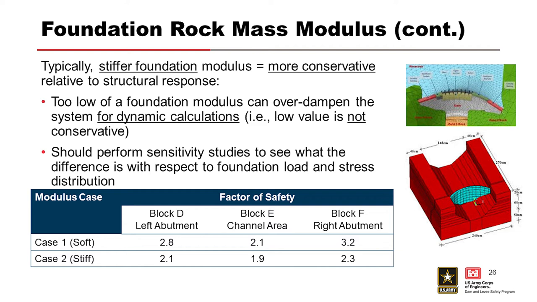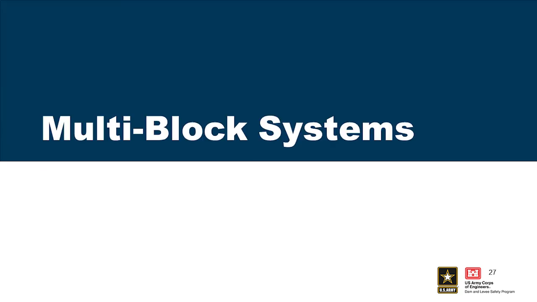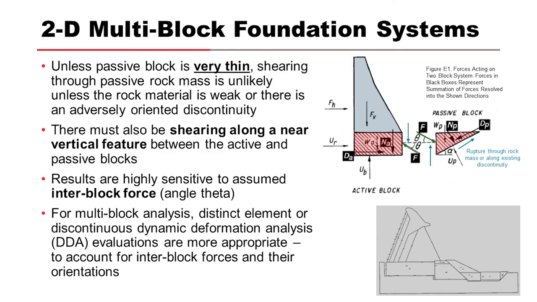So now I'm going to get into multi-block systems. Next slide. So typically, with multi-block systems, we do a 2D analysis. Unless the passive block is very thin, shearing through the passive rock mass is likely, unless the rock mass is weak or there is an adversely oriented joint or discontinuity. And you can see the example here.